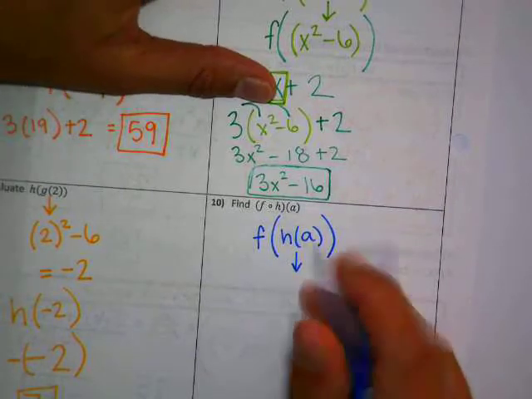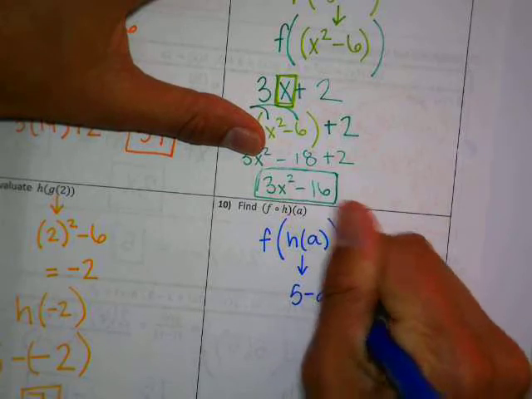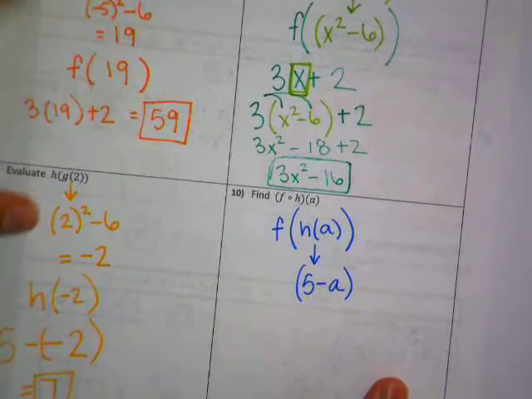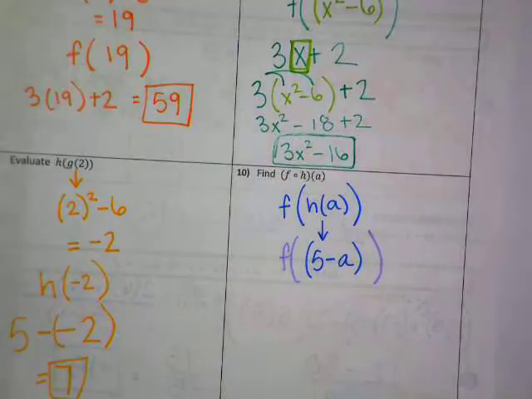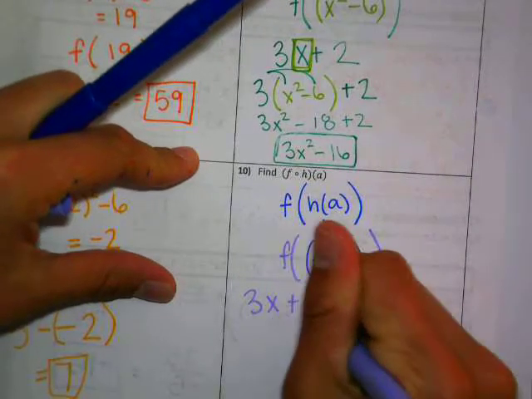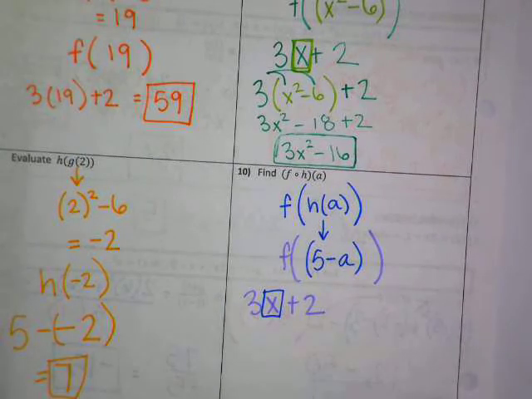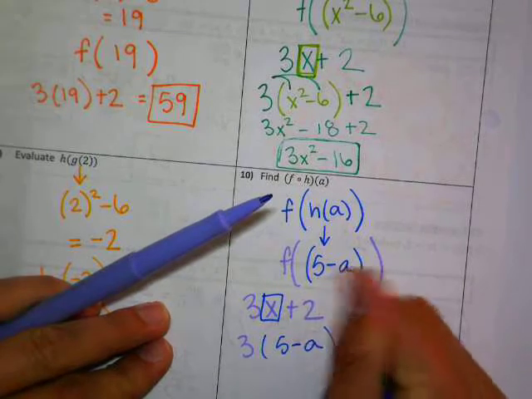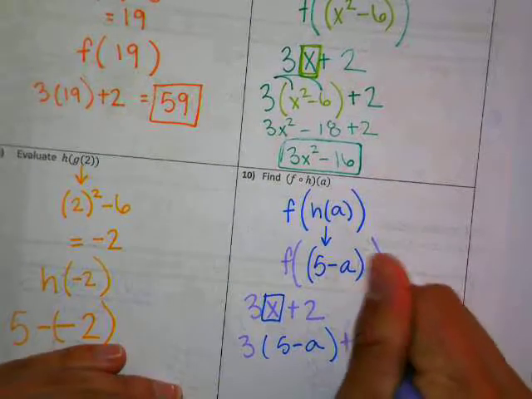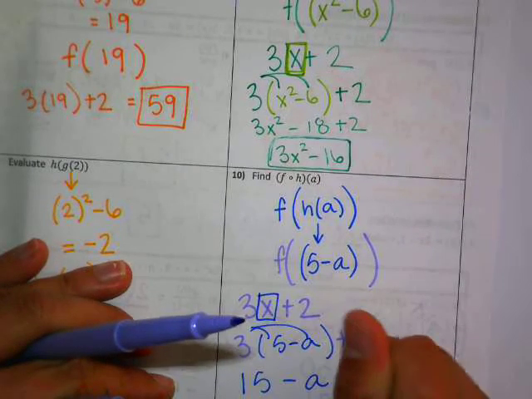Very good. So h, which is up here, would be 5 minus, and then instead of x, I'm going to put an a: 5 minus a. Then F, it'll be 3 times, then we put that as the x. 3 times 5 minus a, plus 2. Good. So the answer is 13 minus 3a.